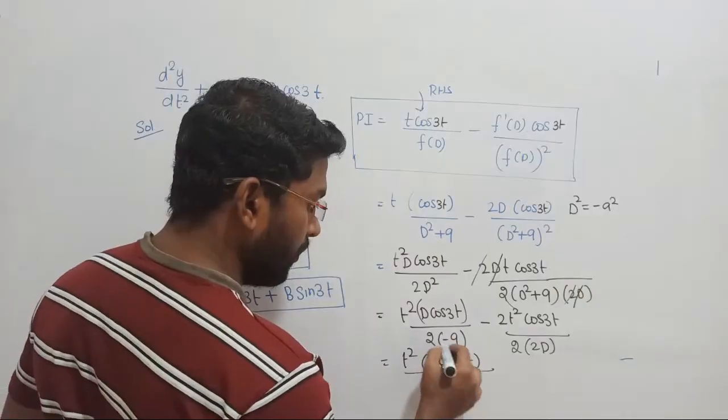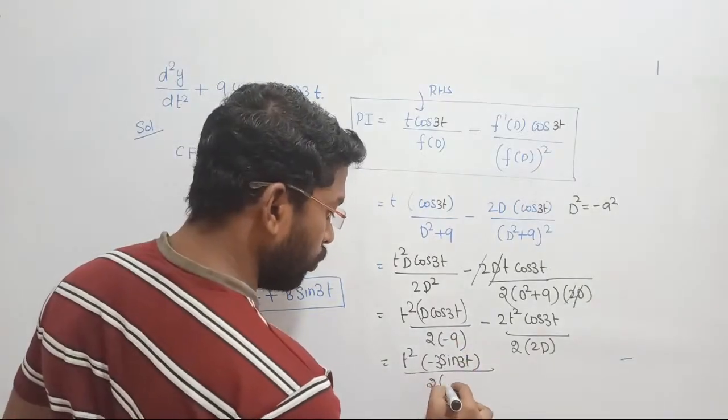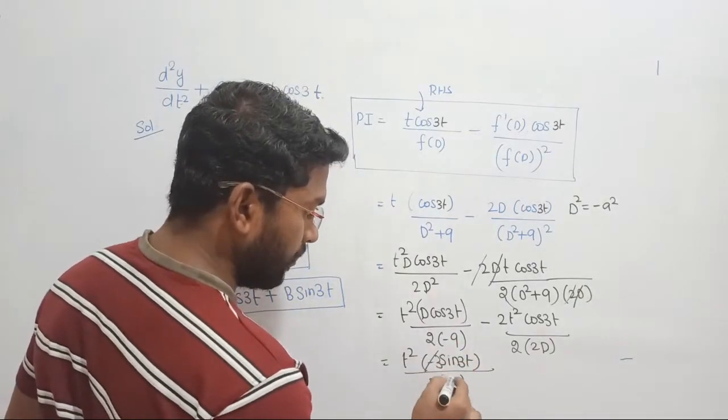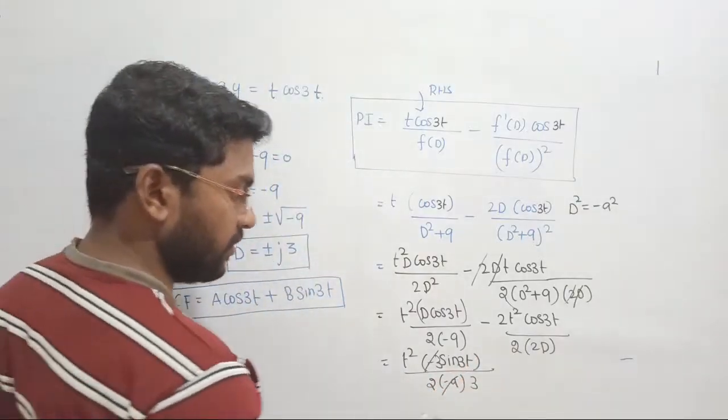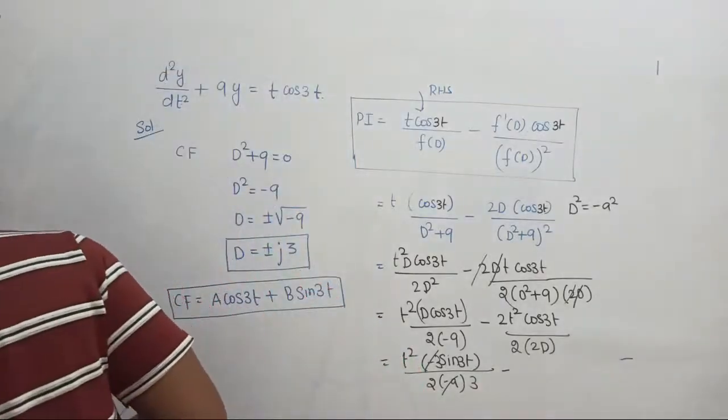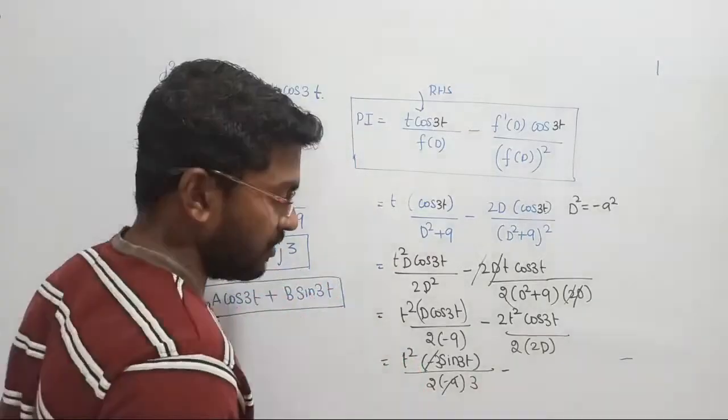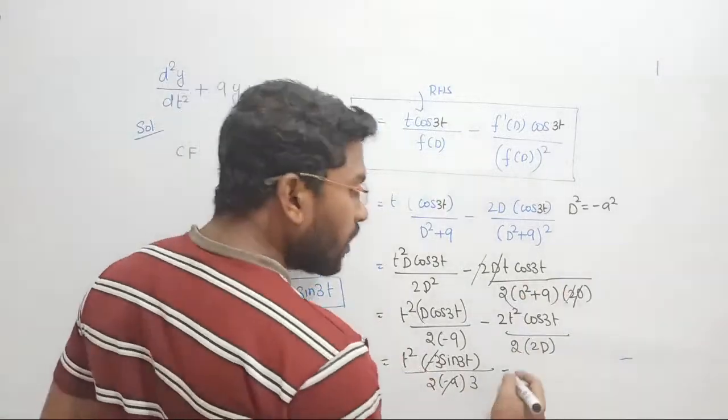Divided by, it will become 2 times of minus 9. Let me write 2 into minus 9. Now we can cancel minus 3 and minus 9, and you get 3 times. So 2 into 3 will become 6, right? Minus. Is it visible to you all? I am writing the answer directly without showing these steps. Yeah, fine.